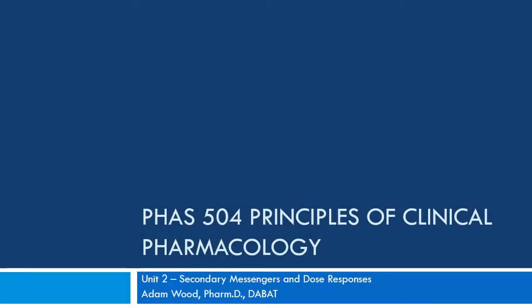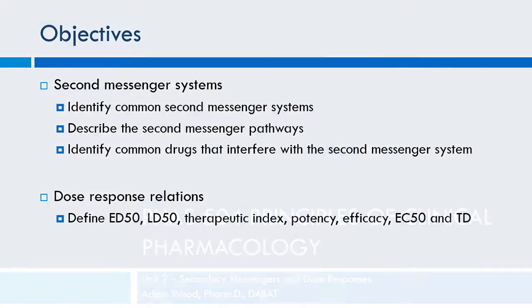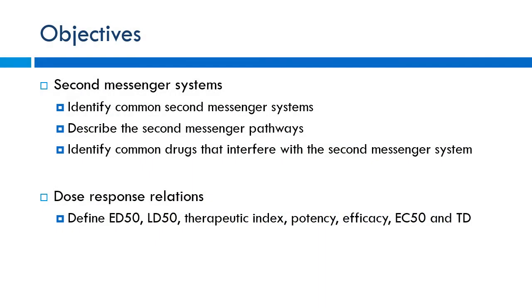So we talked about the different types of cell receptors. Now let's go on and talk about the secondary messengers, and then we'll also lead into dose responses, right? So how do we actually respond to those drugs that we're being administered? So secondary messenger systems, as we'll find, we're going to cover those today.